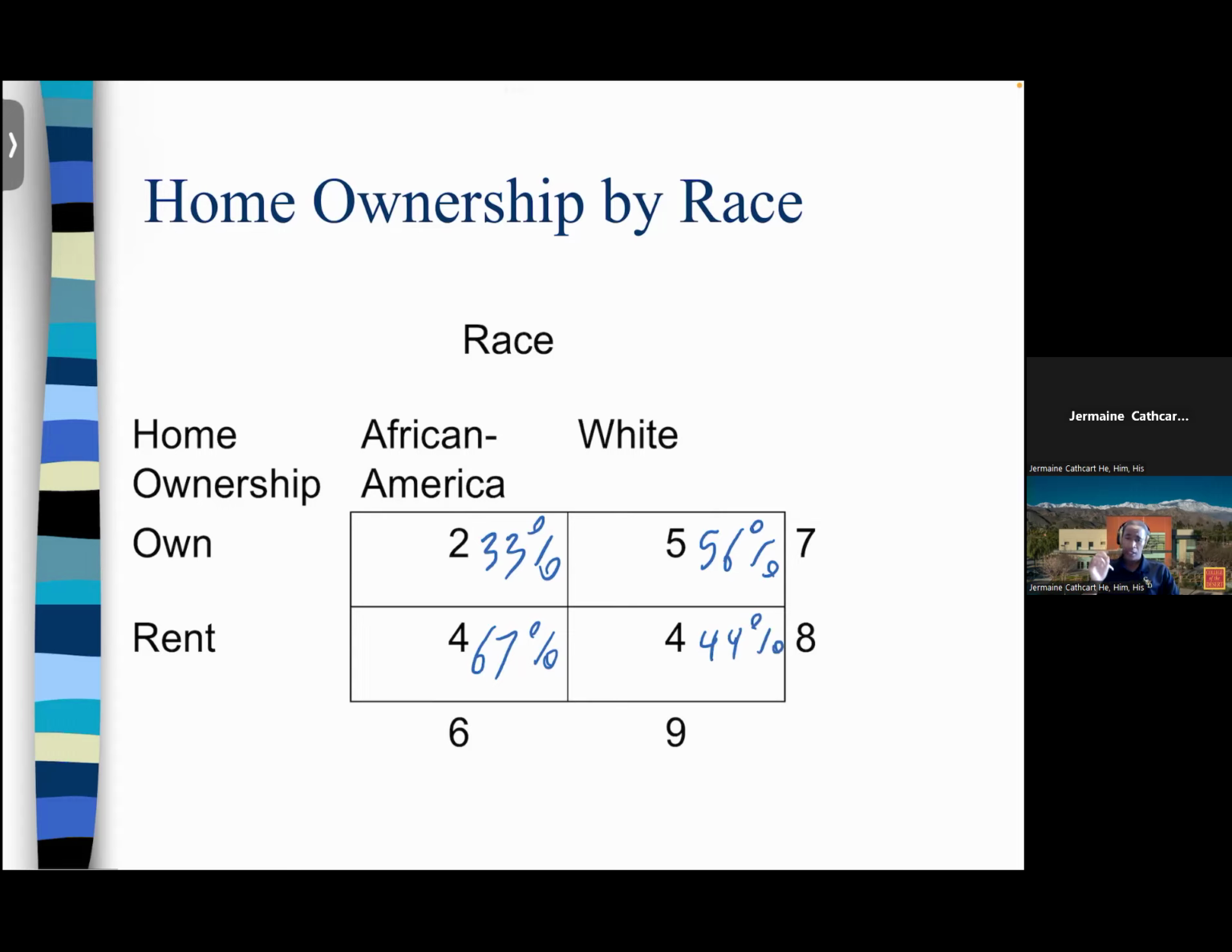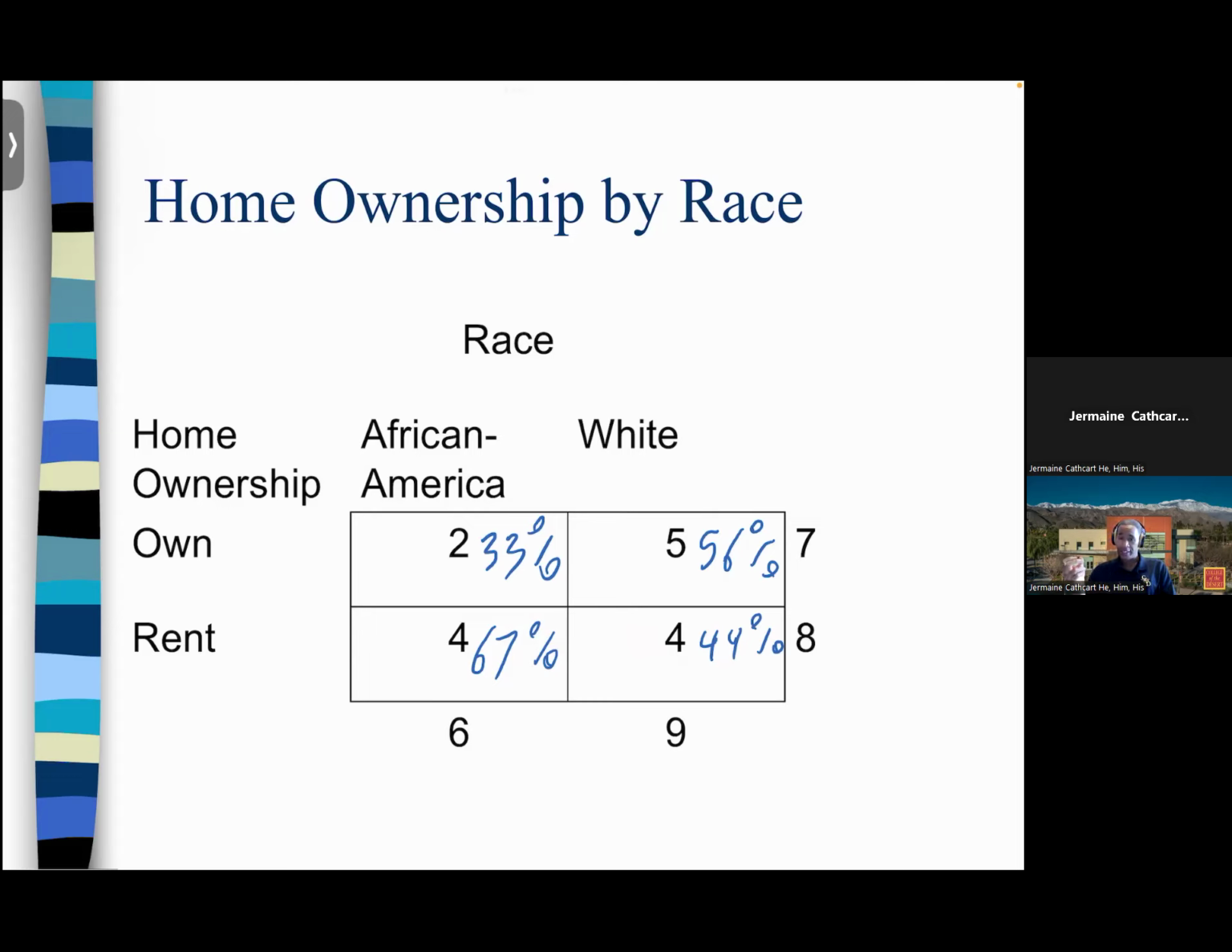Okay. So now that we have the percentages, it's easier to do a comparison, right? So we can see that only 33% of African Americans own their home compared to 56% of white Americans, right? 67% of African Americans rent versus 44% of white Americans, right? So even though you have 4 here, 4 here, we don't want to just look at frequency. We also want to look at percentages to do an adequate comparison.